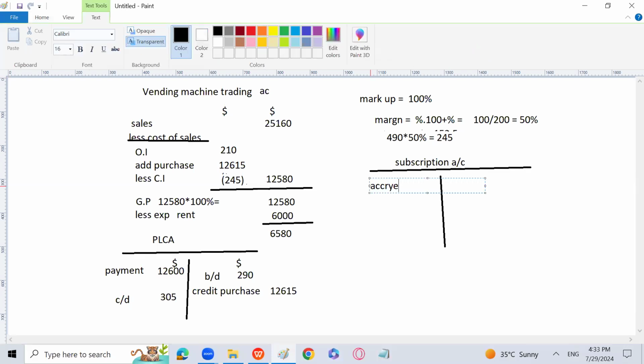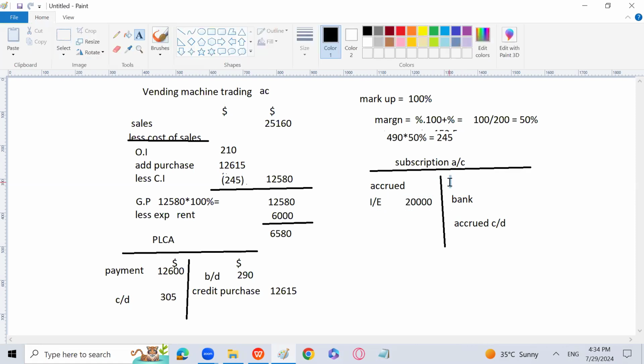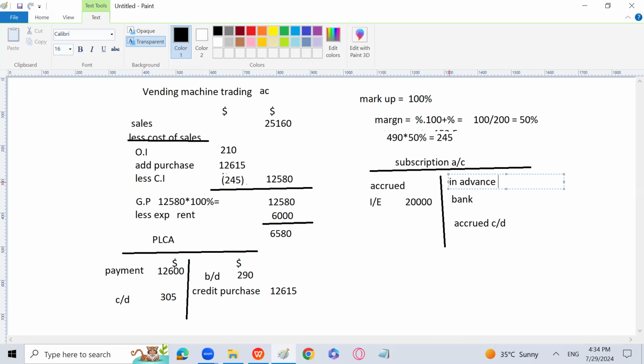Here I will write accrued brought down. Here I can write accrued carried down. Here I will write the bank figure, the amount received through subscription. And here is going to be the income and expenditure account figure. That is going to be 20,000. Here I will write in advance brought down. And here I am going to write in advance carried down. Let's see.